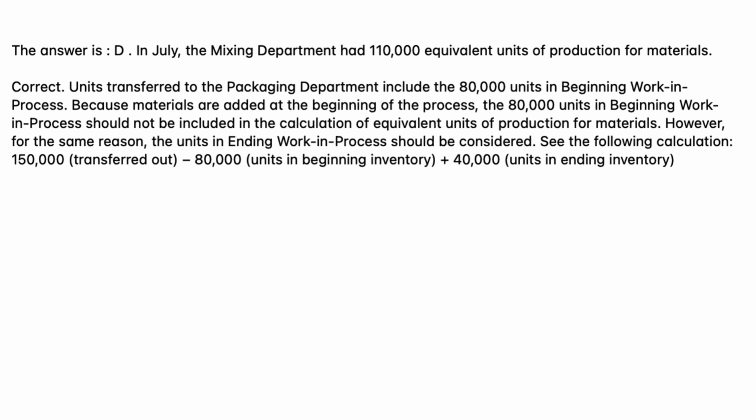Correct. Units transferred to the packaging department include the 80,000 units in beginning work in process. Because materials are added at the beginning of the process, the 80,000 units in beginning work in process should not be included in the calculation of equivalent units of production for materials. However, for the same reason, the units in ending work in process should be considered. See the following calculation: 150,000 transferred out, minus 80,000 units in beginning inventory, plus 40,000 units in ending inventory.